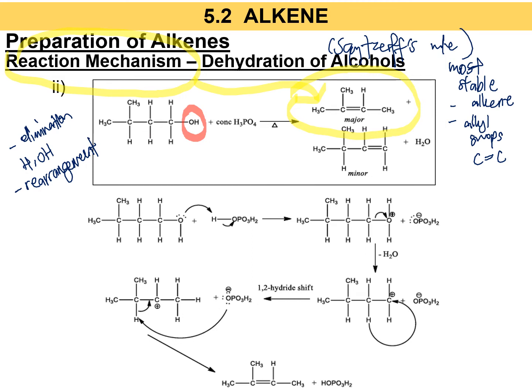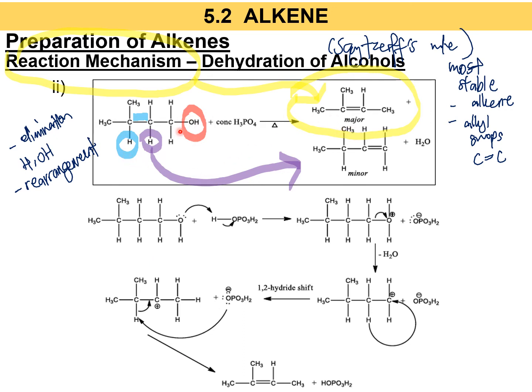Okay, but if you take hydrogen from this neighbor, you will get the minor product. But there is a chance for that carbon-carbon double bond to become a more stable alkene, so that it can maximize the alkyl groups around the carbon-carbon double bond. Therefore, when doing the rearrangement, we take the hydrogen here. Okay, so when we take the hydrogen here, the carbon-carbon double bond will form there. Therefore, we get the major product.